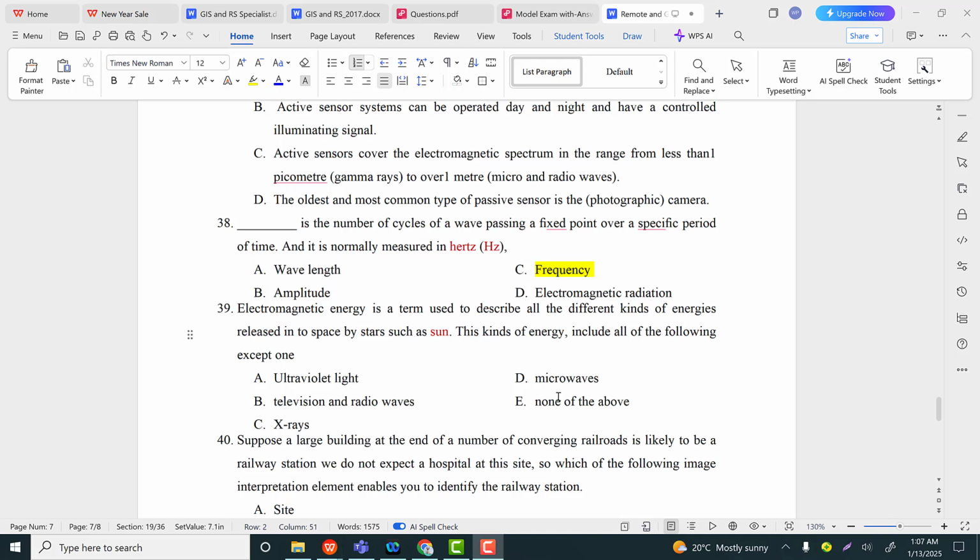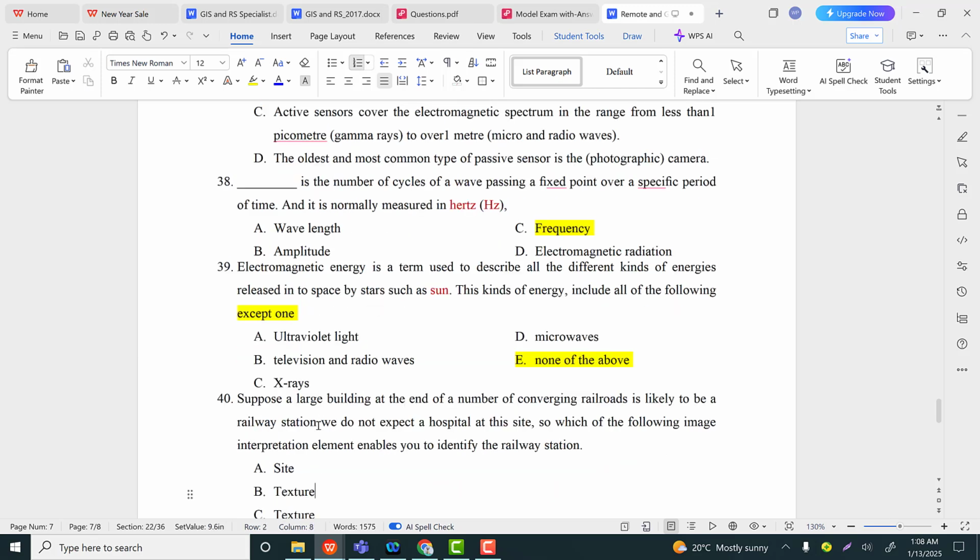And the answer is none of the above, because the question is except. All incoming solar radiation contains ultraviolet light, television and radio waves, microwave, X-ray; both short wavelength and long wavelength rays are generated from the sun. So the answer for this question is E, none of the above, because the question is except one.